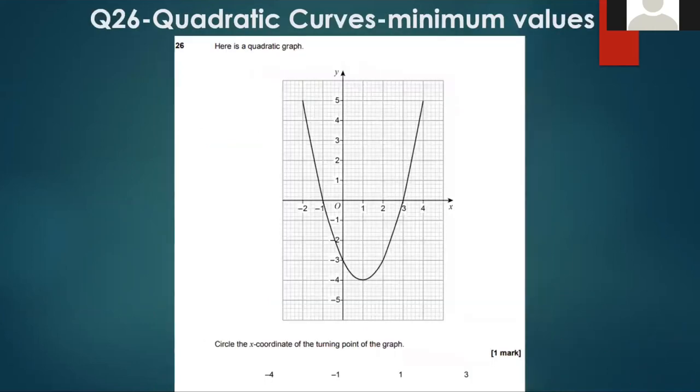Question number 26, guys. So here is a quadratic graph. Circle the x-coordinate of the turning point on the graph. Now, the turning point is where the graph essentially changes its shape. So we can see here that it's changing its shape around this point here. And the x-coordinate is going to be 1. So my answer is going to be option 3 for the turning point. The turning point is the point at which it changes on the graph.